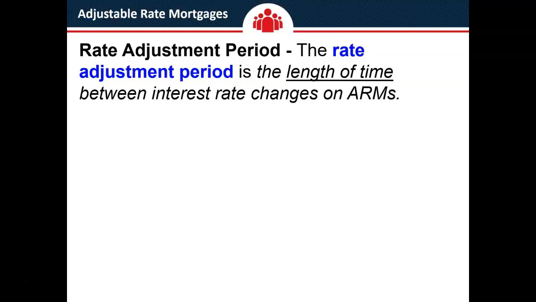Now, make sure you understand the term rate adjustment period. The rate adjustment period is simply the length of time between the times that the rate is going to adjust, however it was set up. Was it set up to adjust every 6 months, every 2 years, every 3 years? Whatever that period of time is, it's called the rate adjustment period.